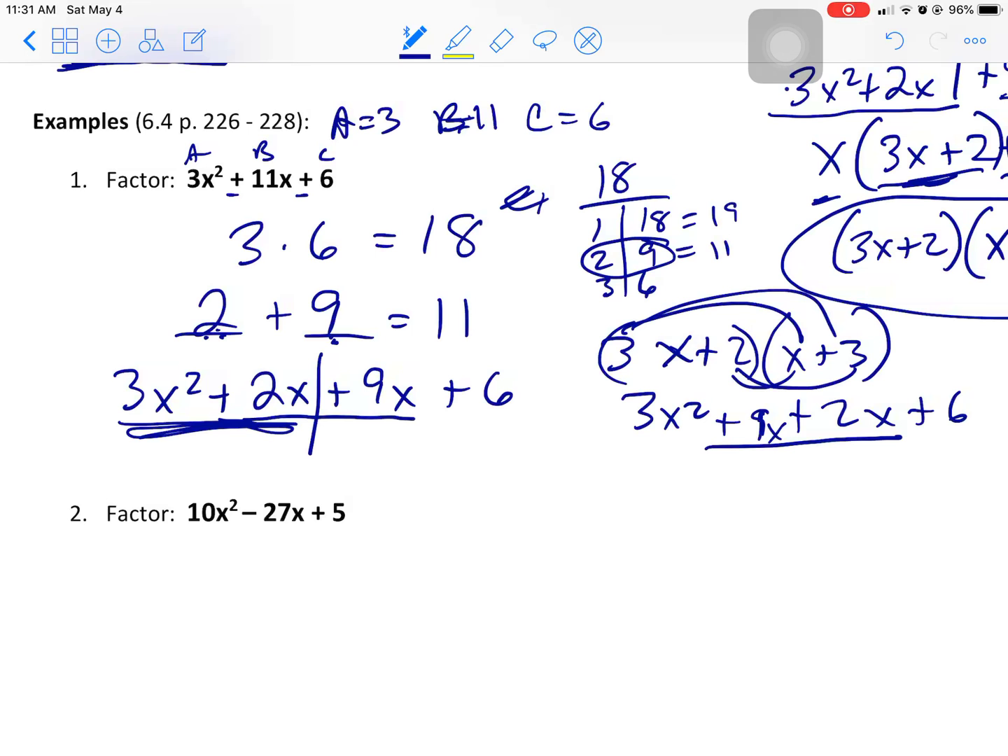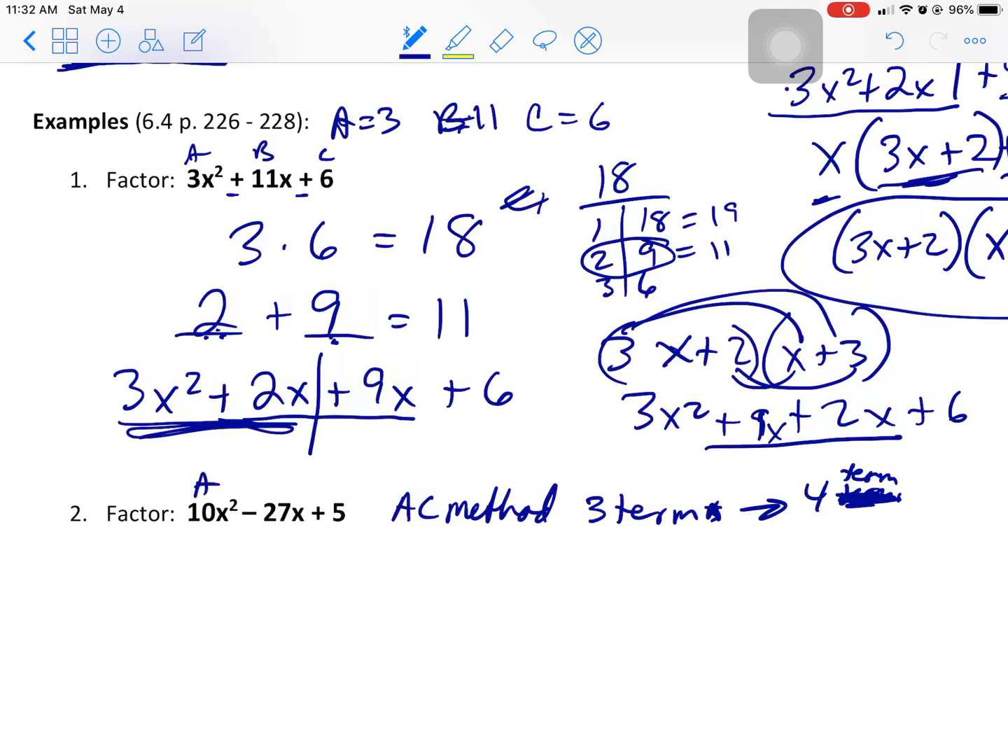So if there's a 10 in the front, that means this is a harder one of the three-term factoring ones, so we want to do the AC method, which turns a three-term into a four-term. Sorry. Okay. So what do we do to do that?